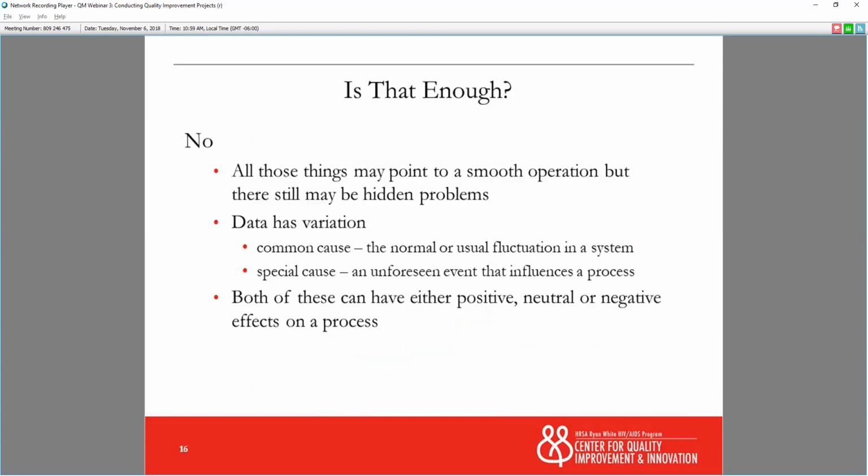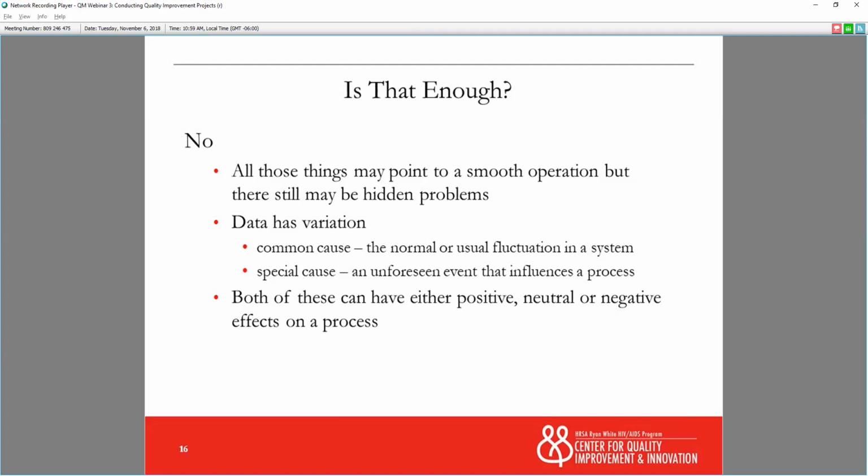But is that enough? No, it's not enough, okay? There could be hidden problems. There could be things going on in your data that you don't necessarily see right away. And I'll talk about variation in a second. But basically, looking at it doesn't really tell you everything that you need to know to start to figure out improvement, but it's a start. It's a really good start. But there's other things that can affect your data.